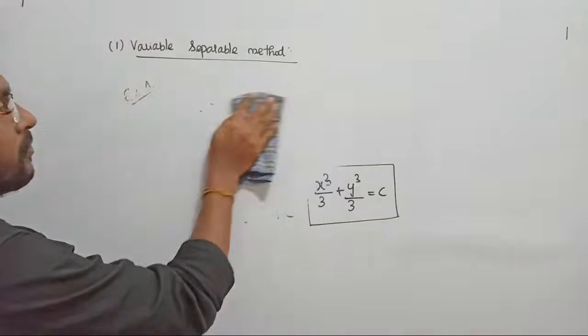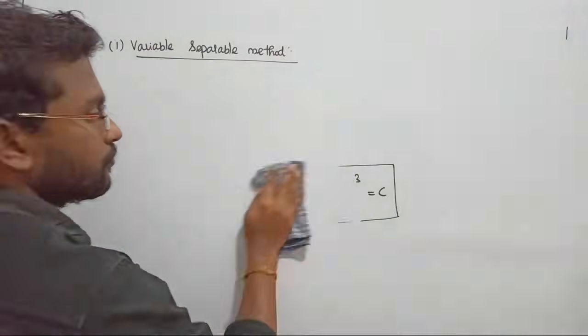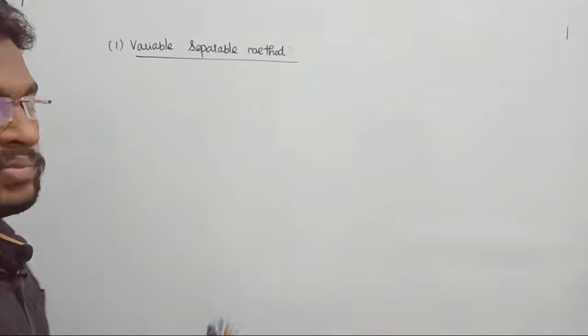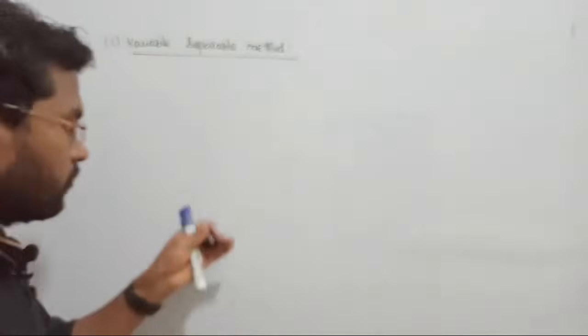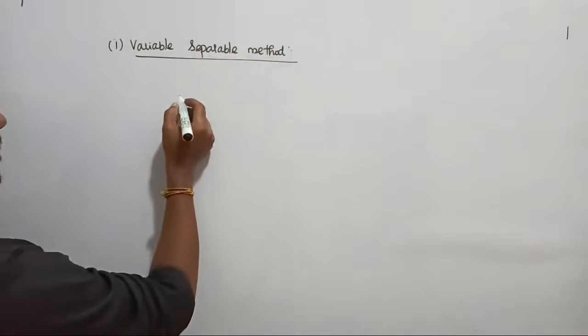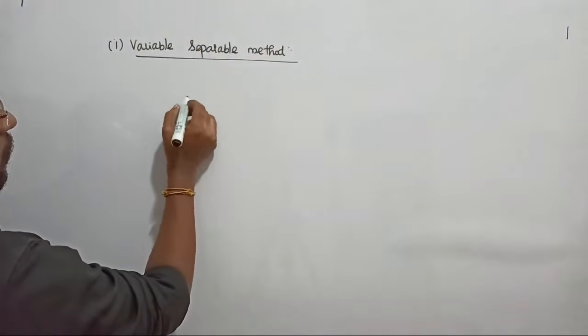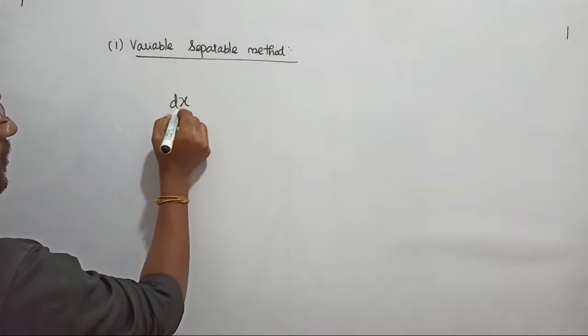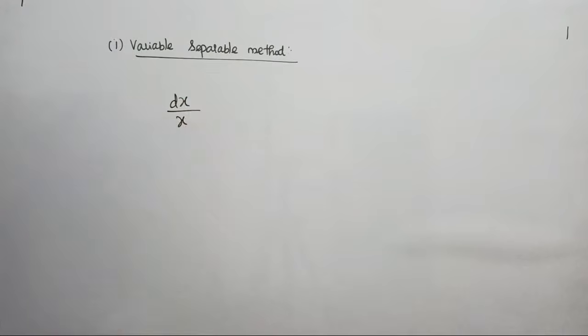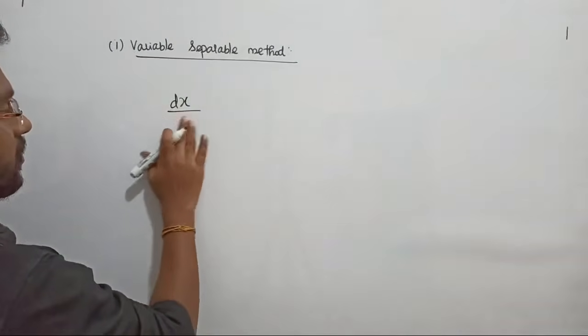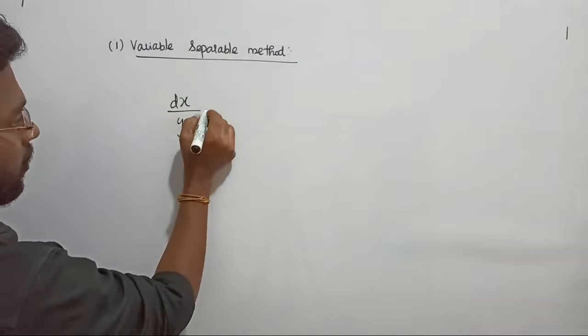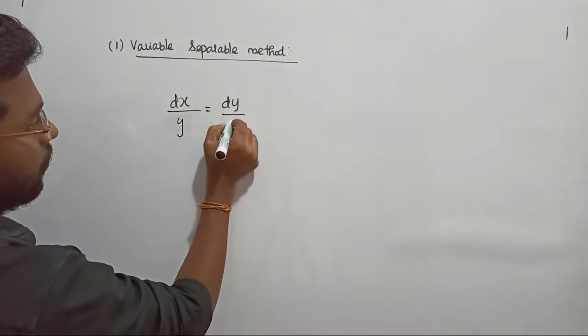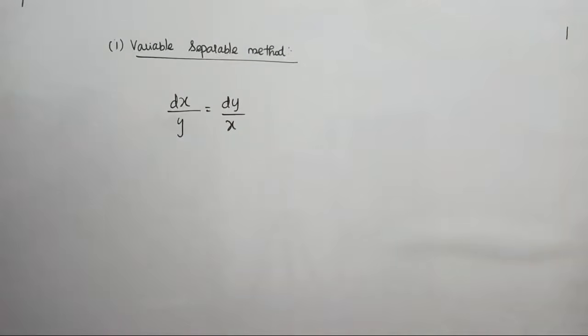Let me rub this one. For an example, some other function is given like this. Let us consider dx upon y is equal to dy upon x. It is given like this, right? And you are requested to find out the solution for this, right?